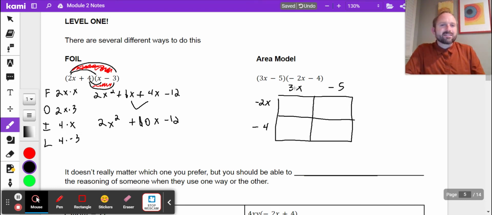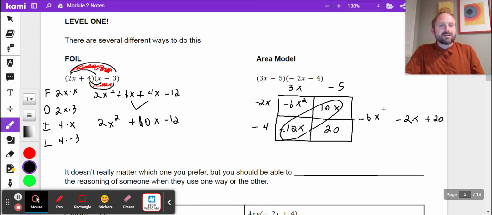So negative 2x times 3x is negative 6x squared. And negative 2 times negative 5 will give me a positive, but it has an x, so don't forget it. And negative 5 times negative 4 is positive 20. And negative 4 times 3x is negative 12x. And then the only thing we really need to combine is this middle part right here. 10x minus 12x would be minus 2x. I have this plus 20, and I have this minus 6x squared right there.